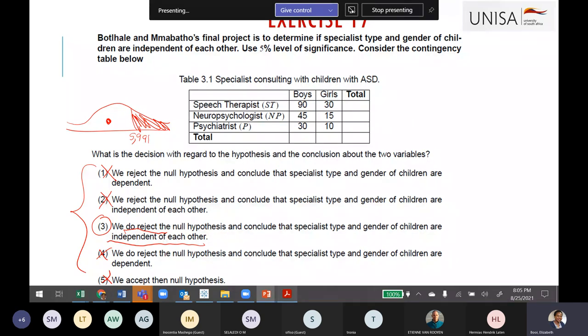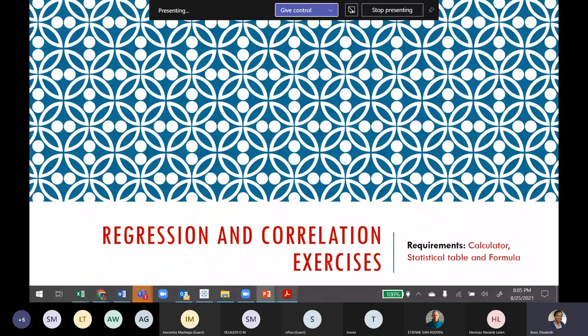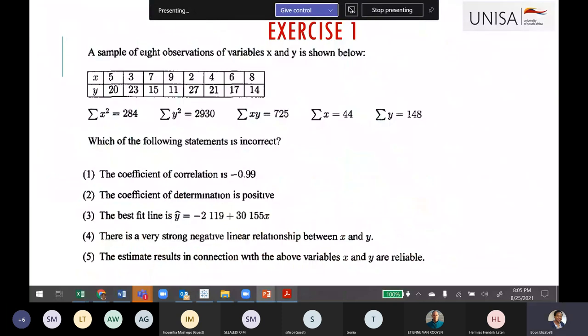So let's move, since someone is already looking forward to the regression, let's get to the regression questions. A sample of 8 observations of the variables X and Y are given, and they also gave you the summation values. Which one of the following statements is incorrect? The coefficient of correlation is -0.9, the coefficient of determination is positive, and the best line fit is that. There is a strong negative relationship between X and Y. The estimated results in connection with the above variables X and Y are reliable.